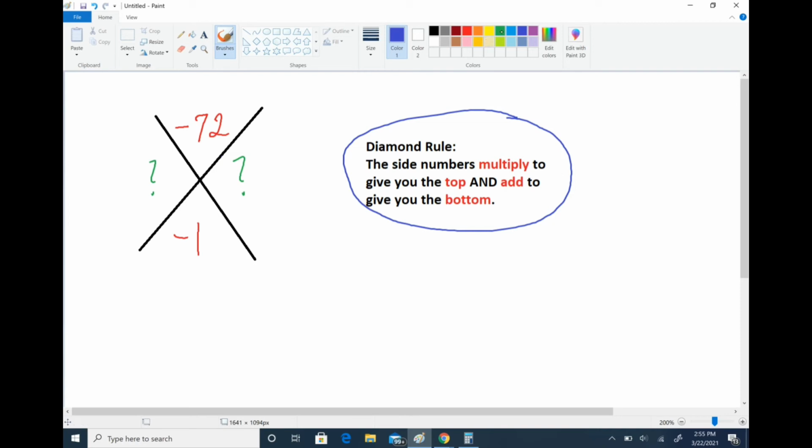Whenever you're looking for the side numbers, you just have to ask yourself a simple question: what two numbers can multiply to give me the top and add to give me the bottom? They have to be able to do both.